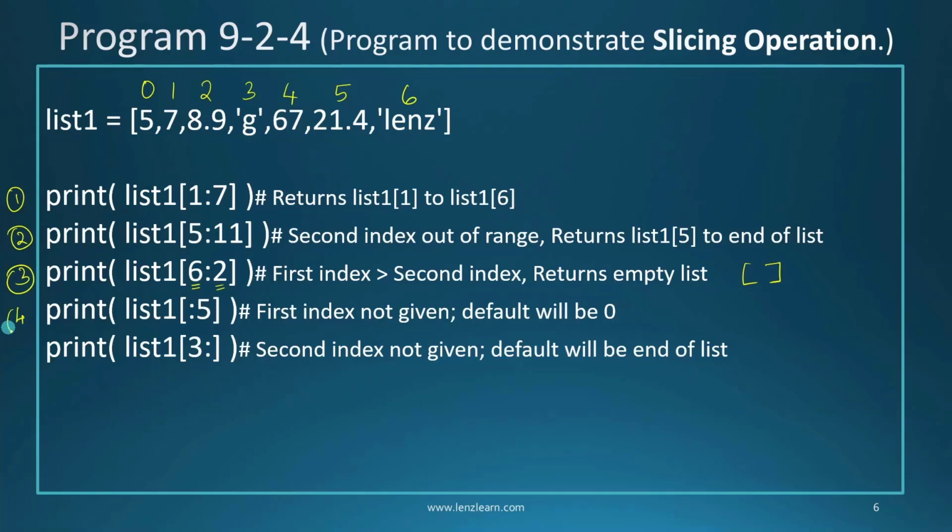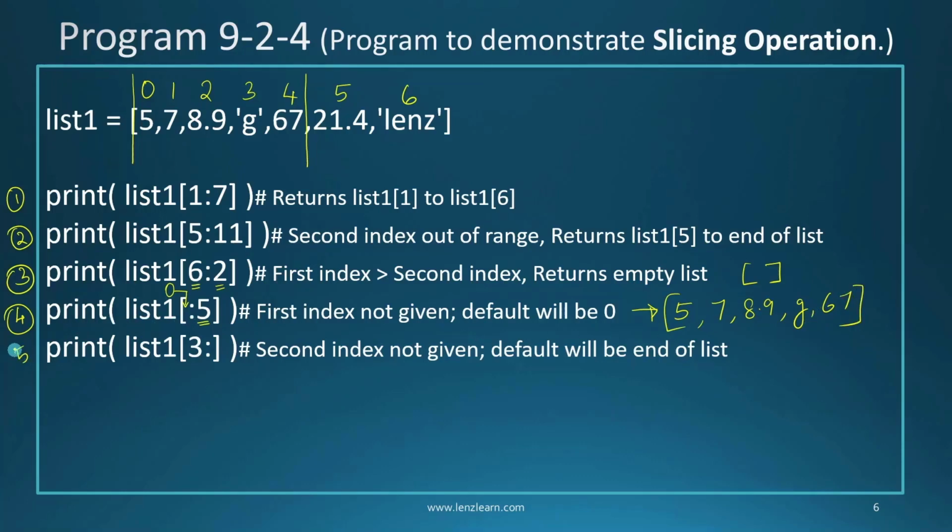Now the fourth print statement. Here again, see the first number inside the slicing operator is missing. I have given only the second value, which is 5. If the first value is missing, it is assumed as value 0. So now the slicing operator will start at 0 and it will end at 4. So this print statement will print the result as 5, 7, 8.9, G and 67. So this will be the list created by this slicing operation.